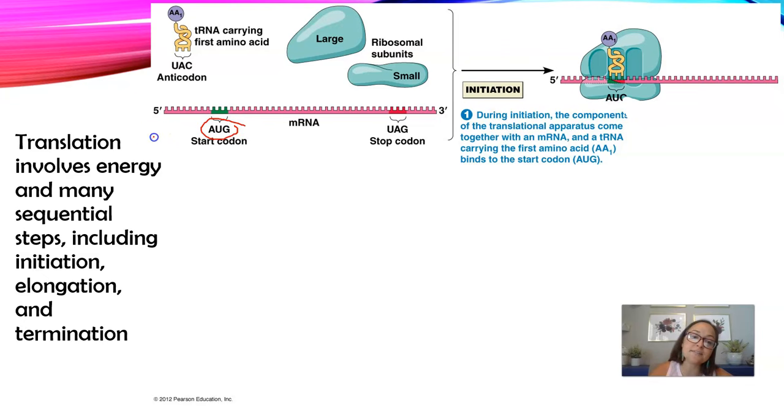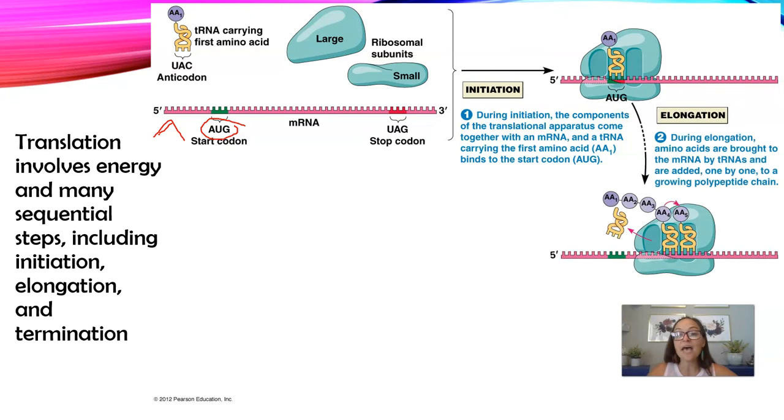Now, this region above or before the start codon is called the untranslated region, the UTR. Some RNA may have an untranslated region that is not coding for the protein, but the first tRNA carrying methionine will attach to that AUG. That's part of initiation. Then the small ribosomal subunit will attach, and then a large ribosomal subunit will attach.